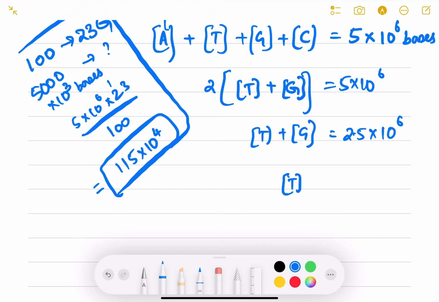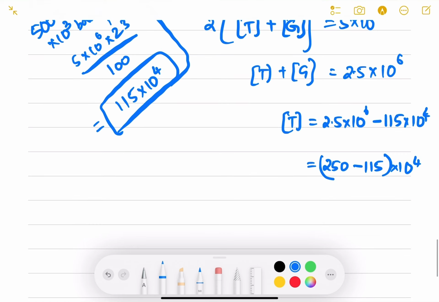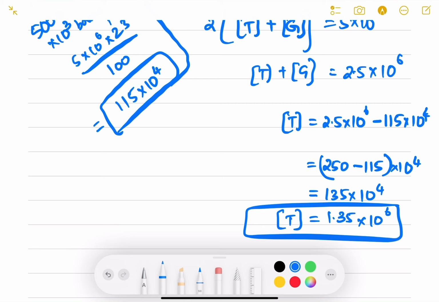Now you can write 2.5 into 10 power 6 minus 115 into 10 power 4, or basically 250 minus 115 into 10 power 4, which gives you 135 into 10 power 4, which in standard notation is 1.35 into 10 power 6. So this is the third type of question which you can solve.